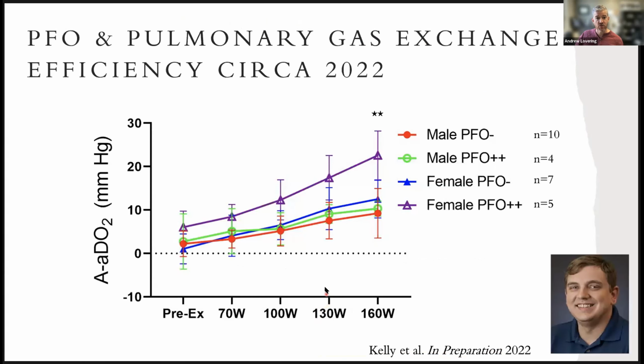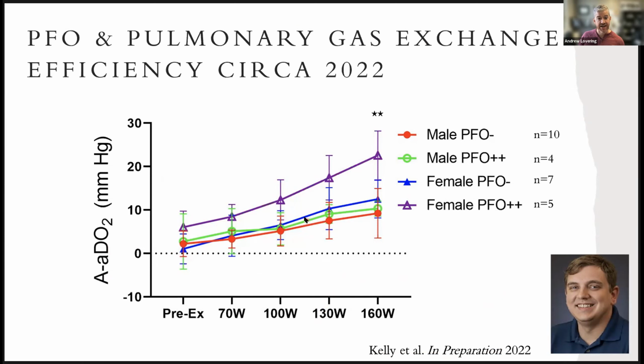So now we fast forward 11 years to 2022, and my graduate student, Tyler Kelly, is following up on these studies, looking at pulmonary gas exchange efficiency at rest and during exercise in both men and women with large and small PFOs. And what Tyler has found, so we use the alveolar to arterial oxygen difference to quantify pulmonary gas exchange efficiency. You can see that it increases in everybody during exercise. So basically the AaDO2 will increase, meaning that pulmonary gas exchange efficiency is getting worse.